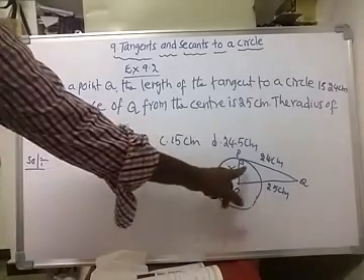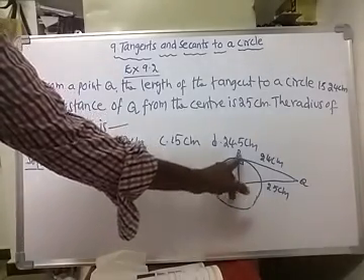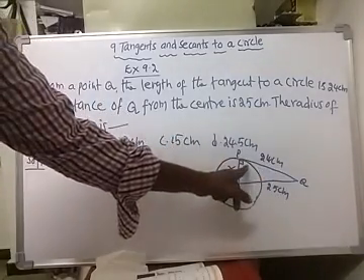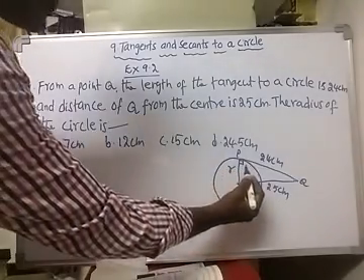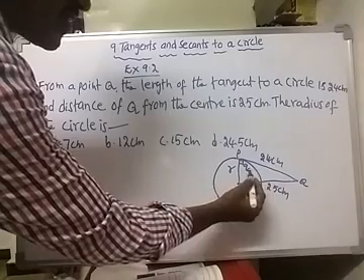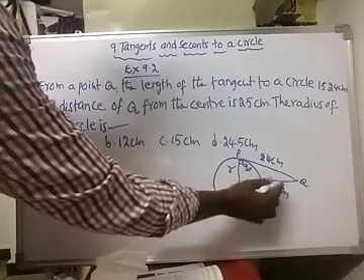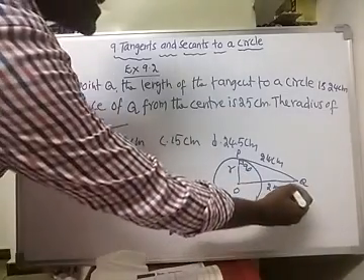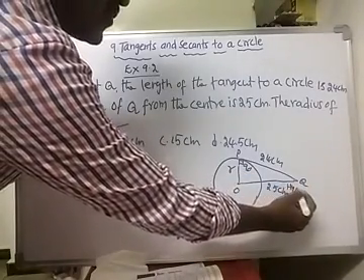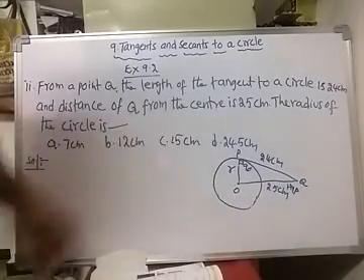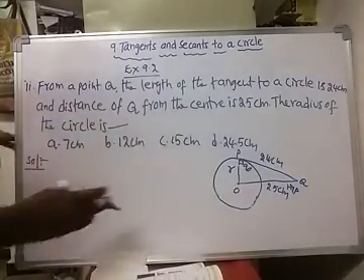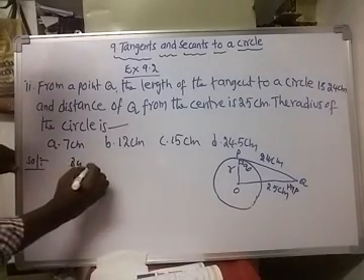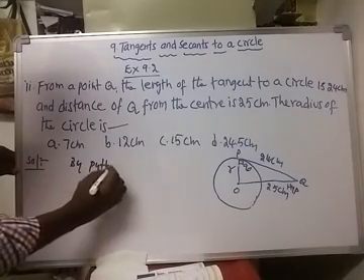Now, how much angle is formed here? This is the radius, this is the tangent. The radius and tangent are always perpendicular to each other. Therefore, 90 degrees is formed. The side opposite the right angle is called the hypotenuse. So we apply the Pythagoras theorem.